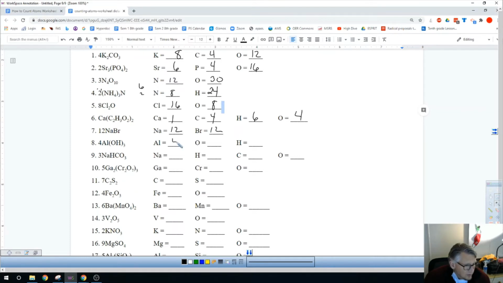4 times aluminum, 1 aluminum is 4. So this tells us we have 3 OHs. So 1 O times 3 is 3, times 4 is 12. 1 hydrogen times 3 is 3, times 4 is 12.